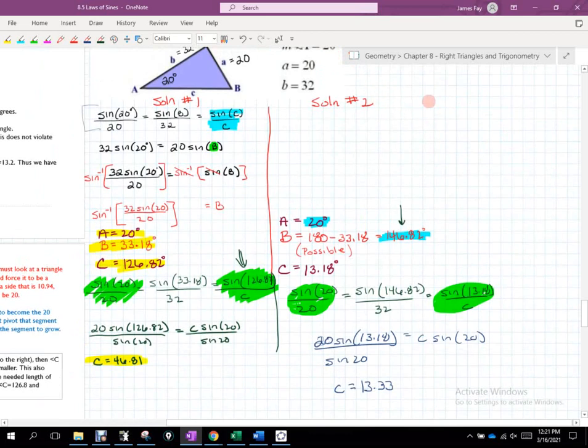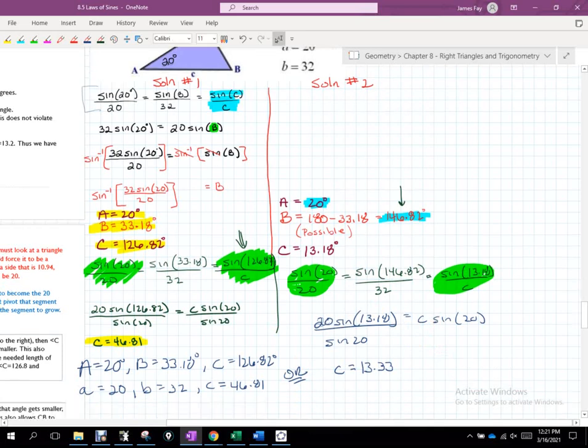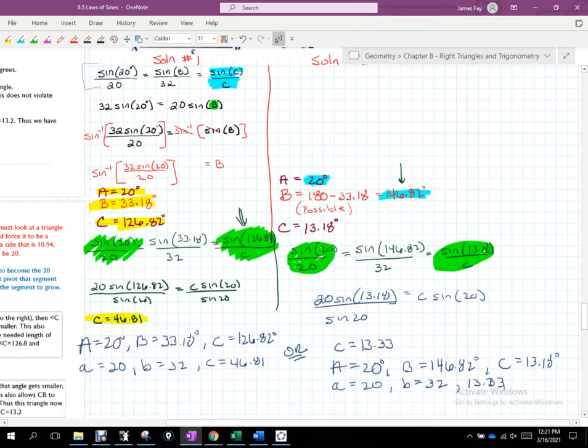We have a triangle that could have angle A to be 20 degrees, angle B to be 33.18 degrees, and angle C to be 126.82 degrees. Side A would have been 20, side B would have been 32, and those were given, and we would have found side C would be 46.81. Or we could have a triangle that has angle A to be 20 degrees, angle B then to be 146.82 degrees, and angle C to be 13.18 degrees. That would have side A being 20, side B being 32, and those were given, and then side C we just found to be 13.33. Those would be the two solutions that you report.